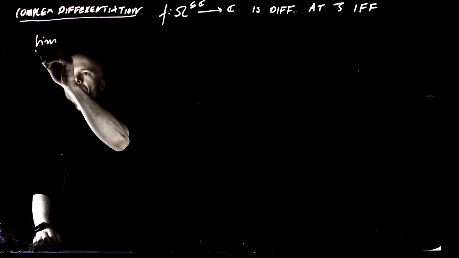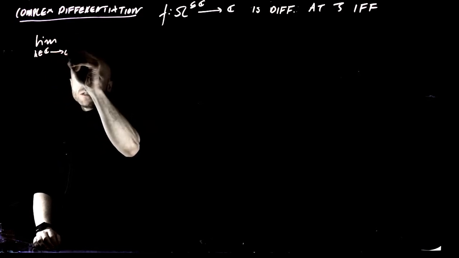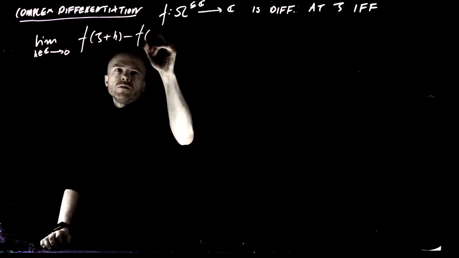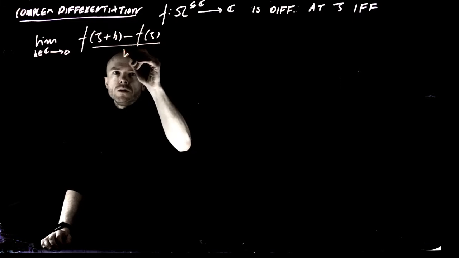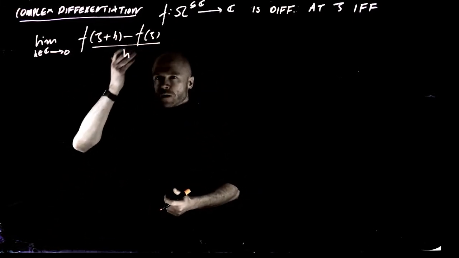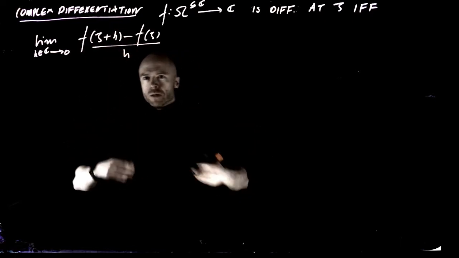So we have the limit as h, and I'm going to emphasize that h is a complex number, goes to 0 of f of zeta plus h minus f of zeta over h. So this quotient, you know from calculus, you've seen it many times before, you know what it means. This is the completely familiar expression. This looks exactly like the definition of differentiability from the real numbers to the real numbers.